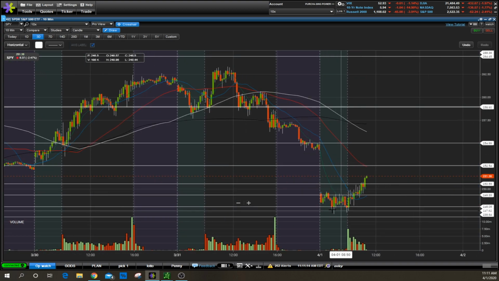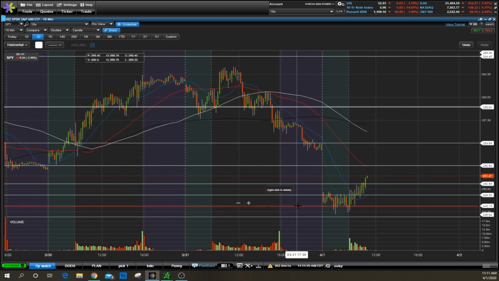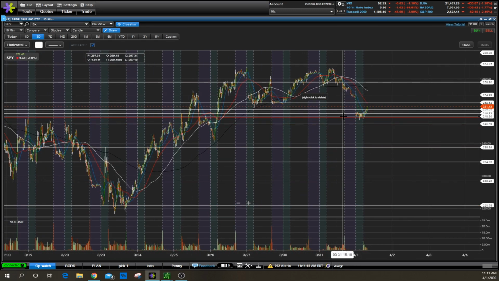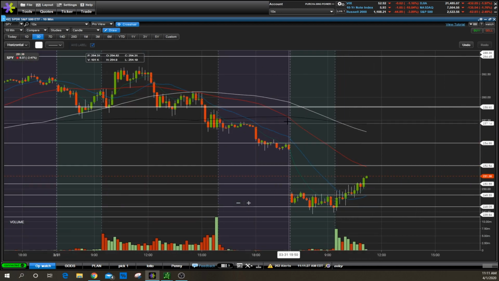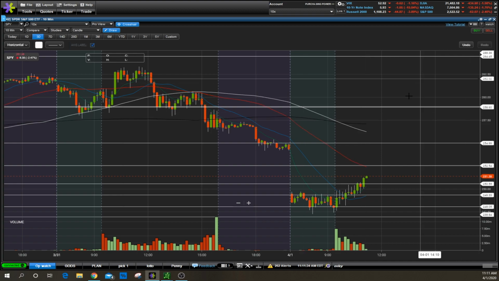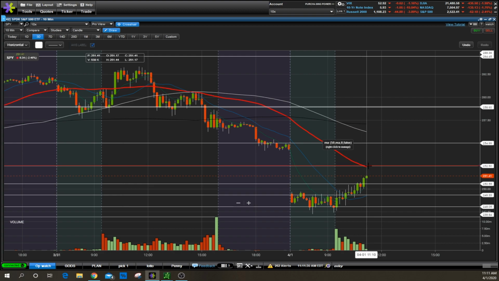We got a nice little bounce off this support here, which is playing a role back here. So I think we're going to go to this moving average, the red one here. What is that, my 50-day moving average? I think that's where we're headed. That's where that resistance line is as well. So that's the target right now.